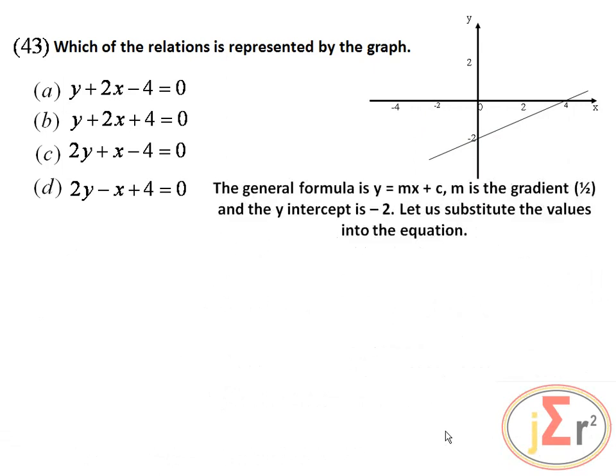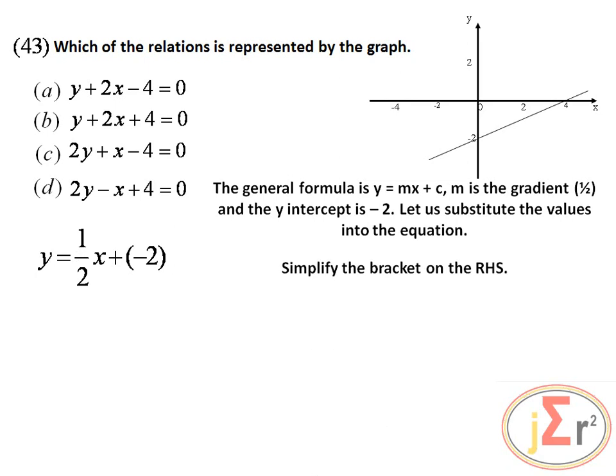What next? The general formula is y is equal to mx plus c. That is the general formula. Y equals mx plus c. M is the gradient, which is equal to a half, and the y-intercept is -2. So we will substitute the half for the gradient m and the -2 for the constant c. And let's substitute those values into the equation and see what the result will be. There is your equation. Y is equal to mx plus c, and a half will go and your -2.